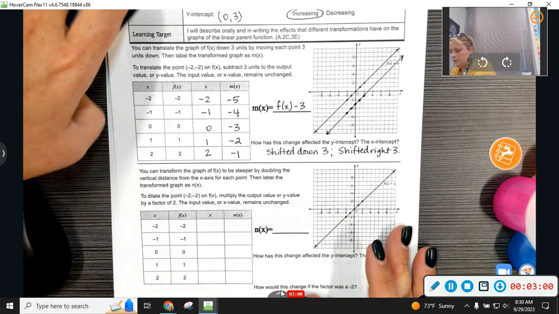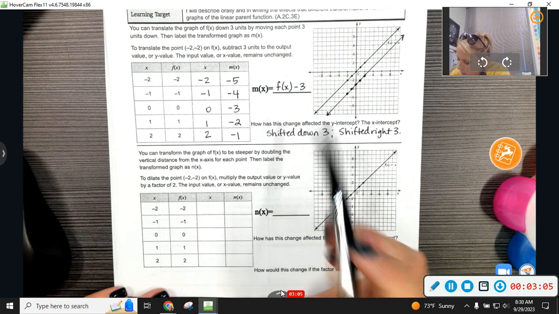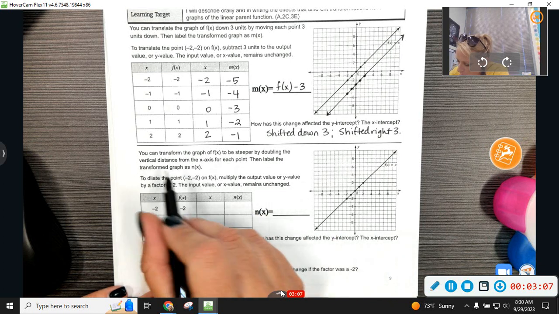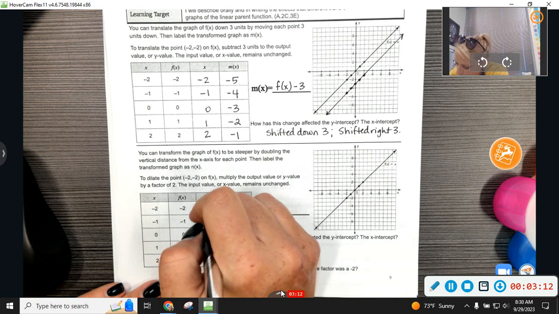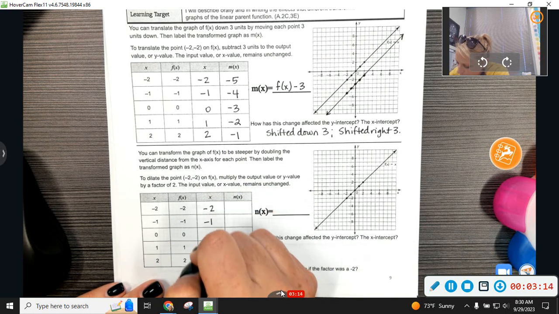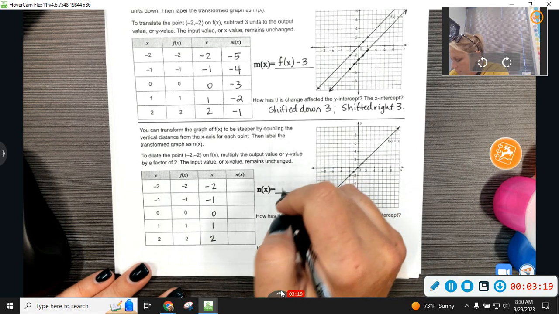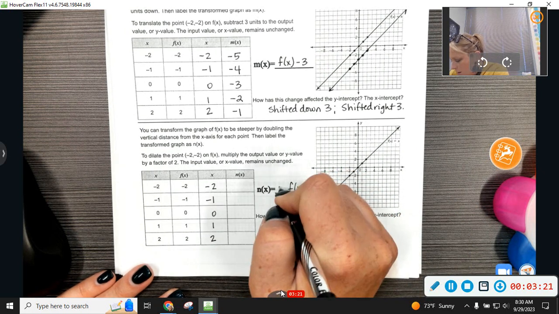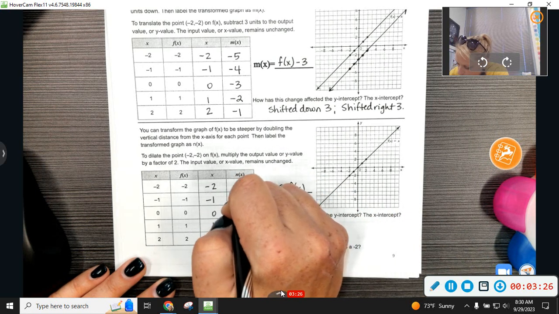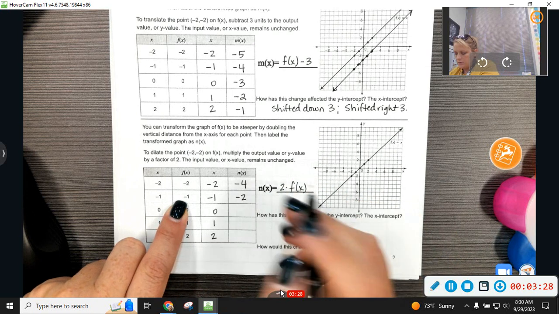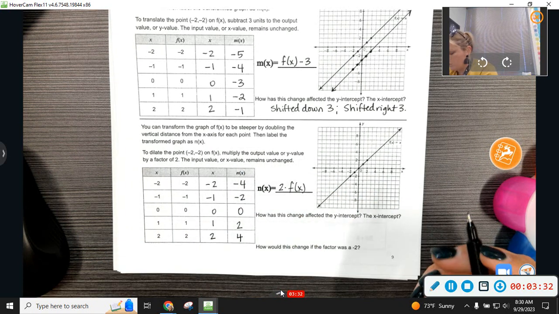Alright, let's do the same thing, but now we're going to double the vertical distance from the x-axis for each point. We're going to label this graph n of x. To dilate the point, multiply the output value or y value by a factor of 2. So here we're going to put these, because these remain unchanged. And so we are taking f of x, and what we're going to do is we're going to multiply everything by 2. This would be -4. This times 2 would be -2, still 0, 2, and then 4.